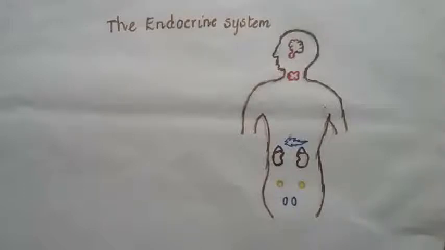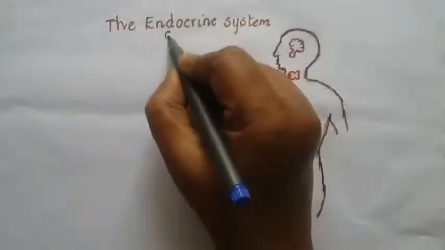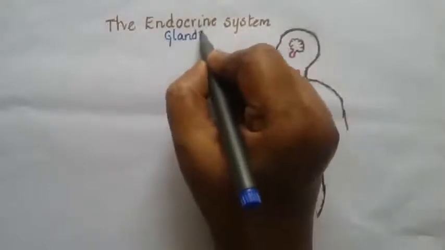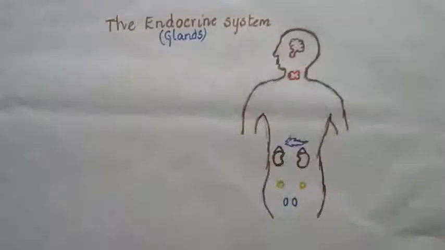Yes, children. Now let us start with the next chapter of human physiology, that is the endocrine system. As the name indicates, the endocrine system comprises a number of glands. It comprises the glands which perform a number of functions in our body. Children, when you listen to the word glands, probably you have learnt the same word in the earlier years.